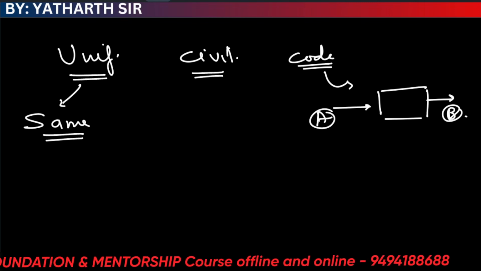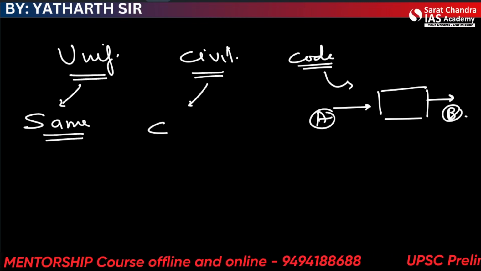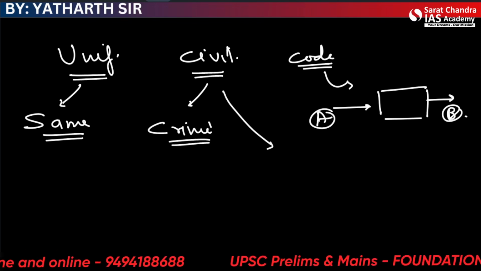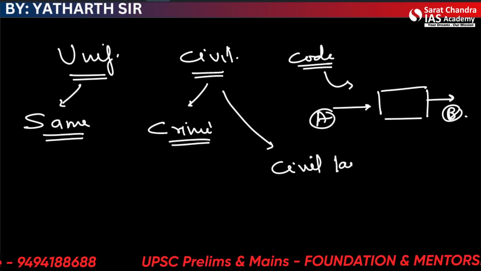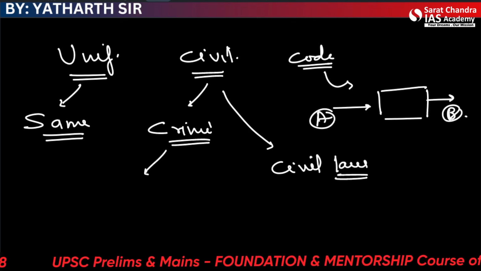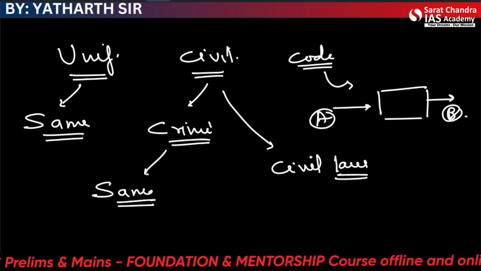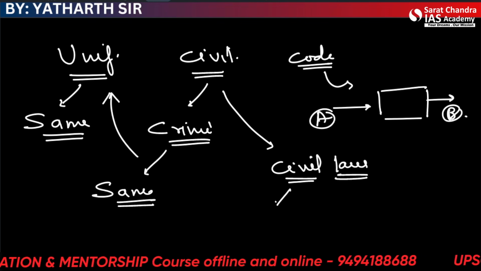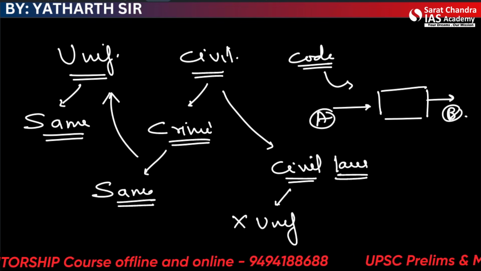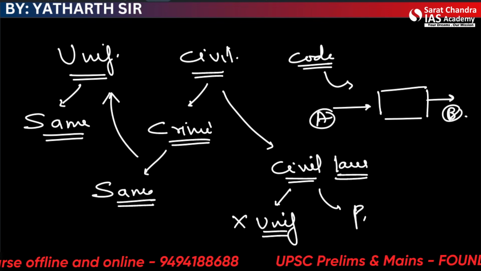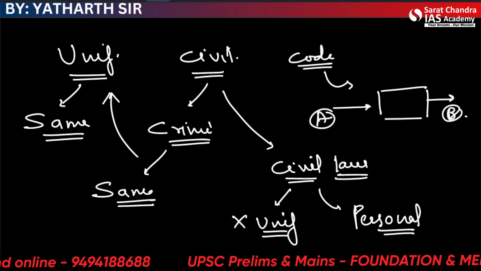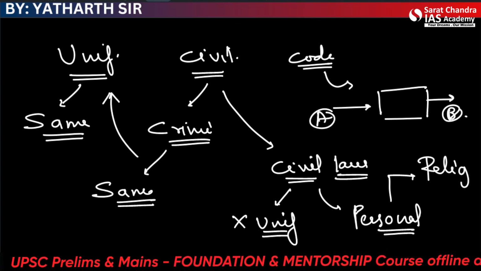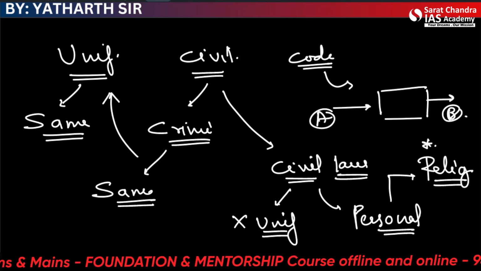When we talk about civil, the citizens of India have two types of laws governing themselves: criminal laws as well as civil laws. While the criminal laws are the same for all, that means they are already uniform, the civil laws are not uniform. There are various personal laws which govern different communities or people from different religions. So it's based on a religious identity.